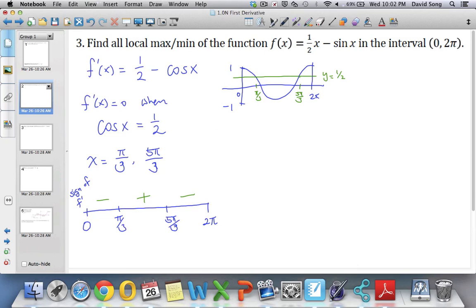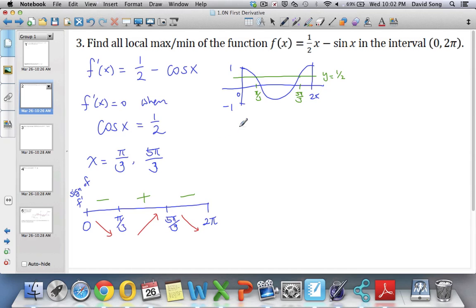All right. So what is happening to my graph? Well, it is decreasing here, increasing in this interval from pi over 3 to 5 pi over 3, and decreasing from 5 pi over 3 to 2 pi. So I know, by the first derivative test, I know here at pi over 3 I have a local minimum, and I have a local max at 5 pi over 3.